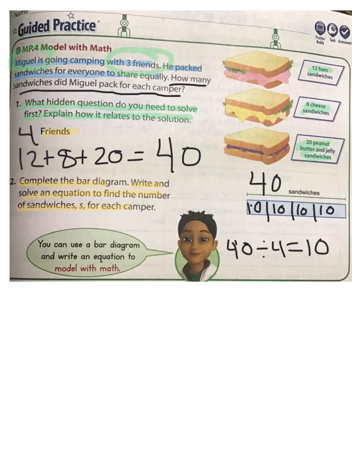When you are doing these problems, just read them really carefully. Think about what you need to know, circle the relevant information, and try to organize the information in your head, find the hidden question, and you can solve the problem.